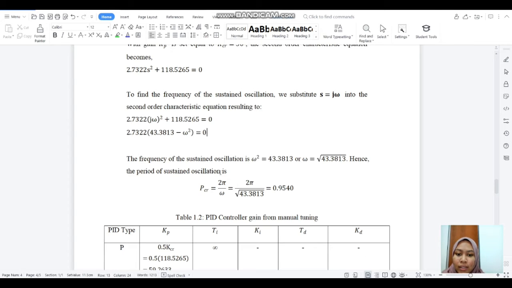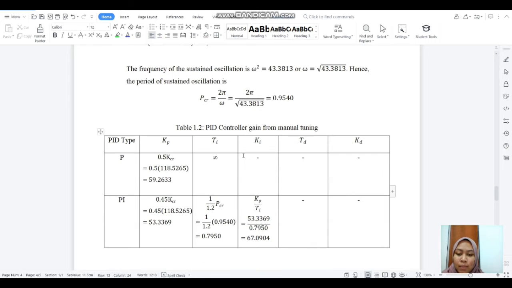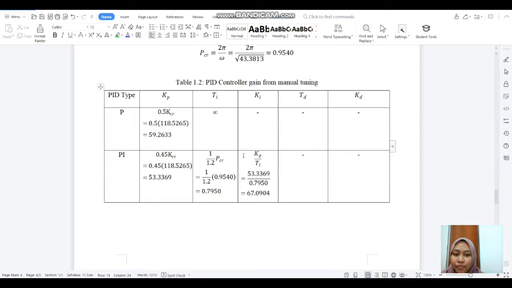And then we find the frequency. So the frequency of the sustained oscillation is omega squared equal to 43.3813, or omega equal to square root 43.3813. So then the period of sustained oscillation is 2 pi over omega, which equals 0.9540. So this is the table of PID controller gain for manual tuning. For the P-type controller, the Kp is equal to 59.2633.